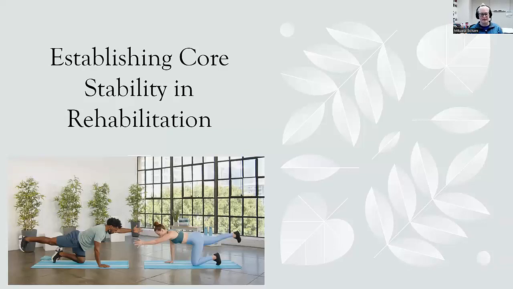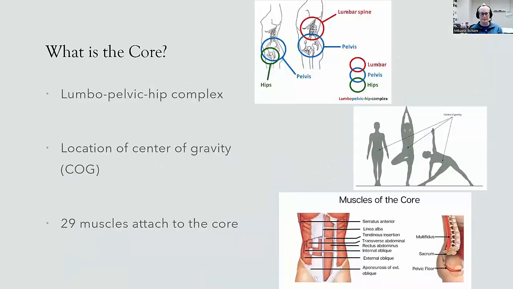Establishing core stability in rehabilitation. What exactly is the core? This includes the lumbo-pelvic hip complex. This is the location of our center of gravity, also known as COG. There are 29 muscles that attach to the core.